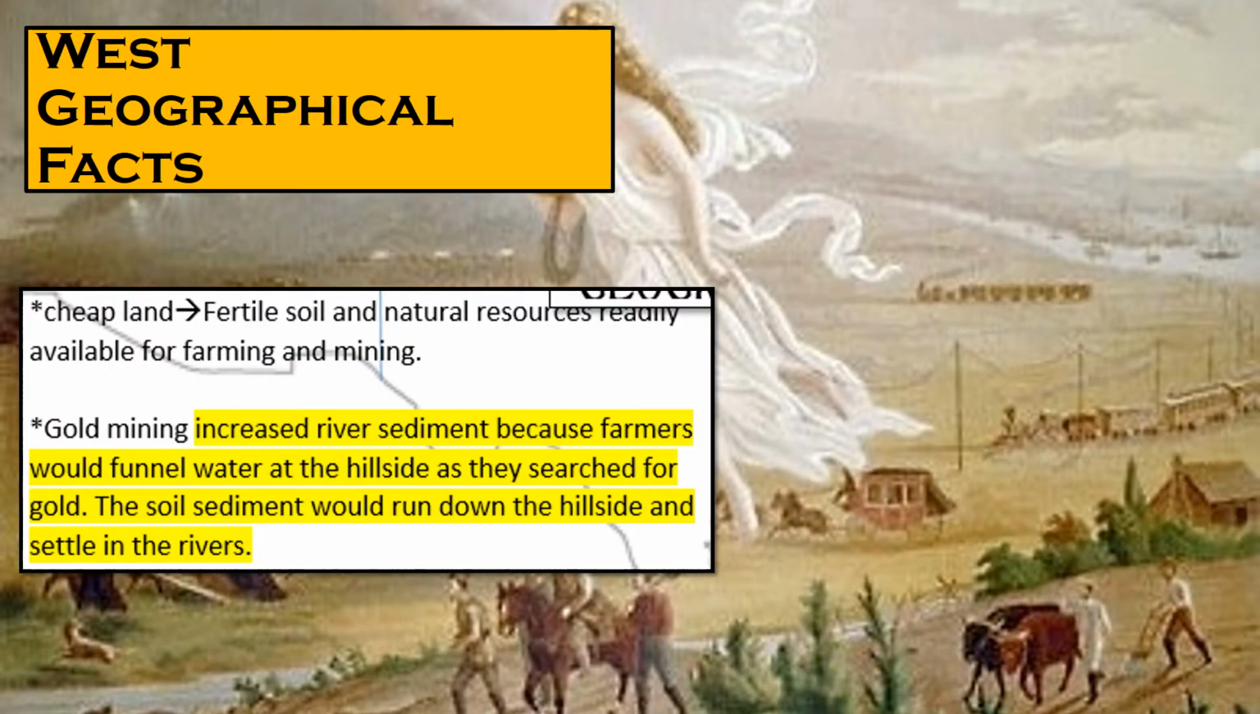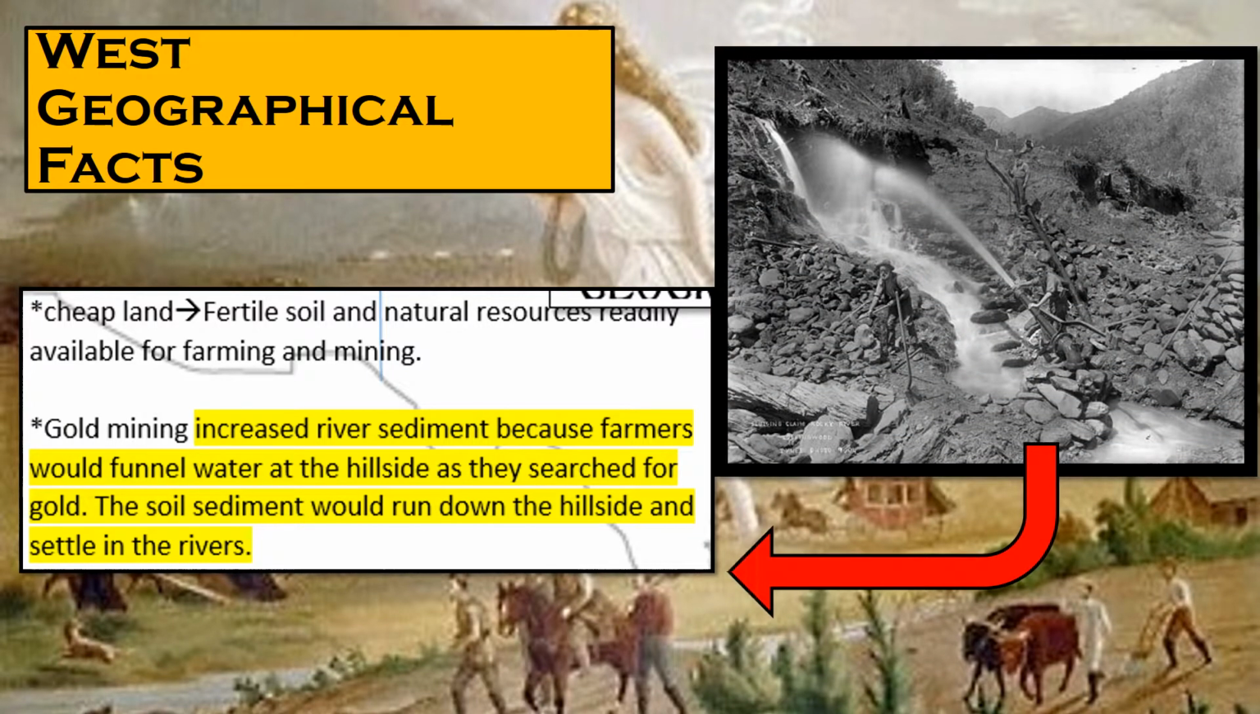All right, last but not least, geographical facts. What is the land like? So we have cheap land. It is fertile soil, lots of natural resources for mining and farming. Gold mining increased river sediment. Okay, so let me explain that.